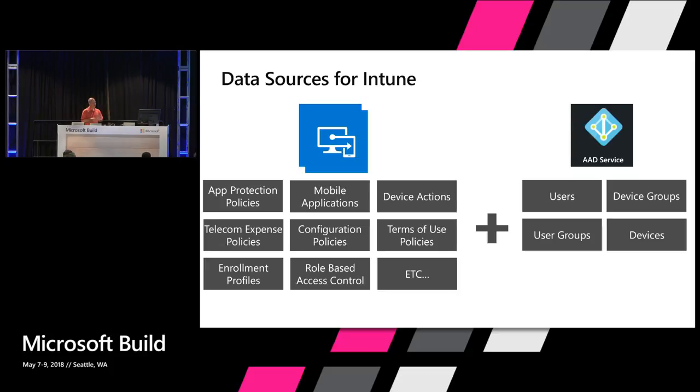The rest of them are fairly straightforward: configuration policies, compliance policies, enrollment profiles, and role-based access control, which are the Intune roles themselves, as well as auditing. I didn't put that up there, but all of the data that we audit is also available via the Graph API.